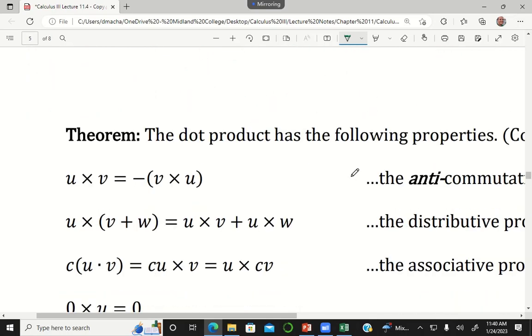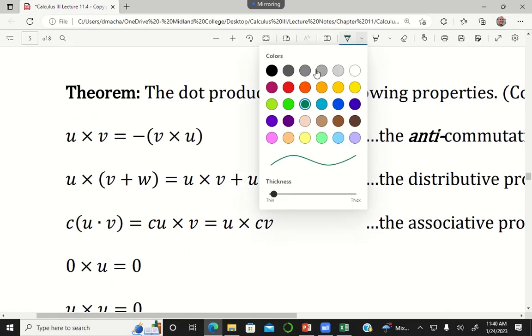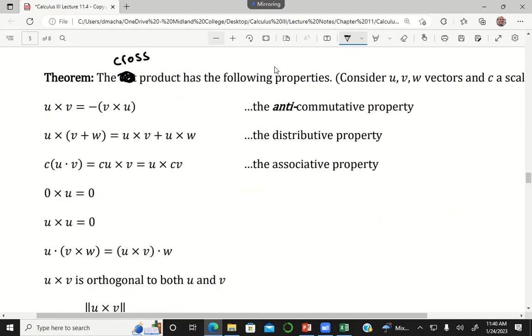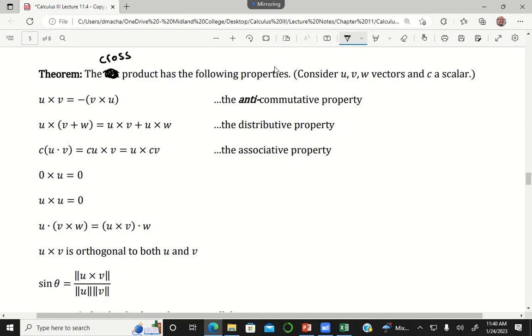Very good. All right, so, oh, here's a big typo. That is the cross product. So the cross product has the following properties. Remember, it is not commutative, it is anti-commutative. But the cross product is still distributive, it's still associative. If you cross a vector with the 0 vector, then your result is the 0 vector. If you cross a vector with itself, the result is the 0 vector. So any vector cross itself is the 0 vector.